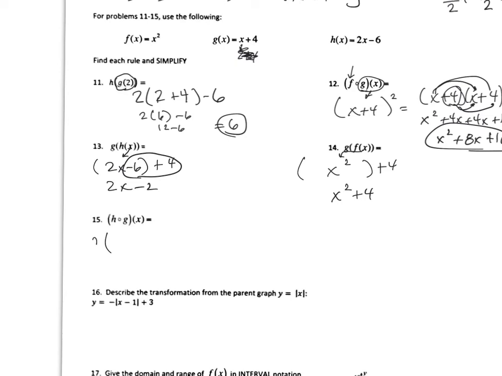And for this final composition, h says 2 times some term minus 6. And what we put in there is the g, x plus 4. Now here we have to distribute. So we have to actually multiply everything by 2. So we get 2x plus 8 and then minus 6. So this is 2x, and then 8 minus 6 is a positive 2. And that's the answer.